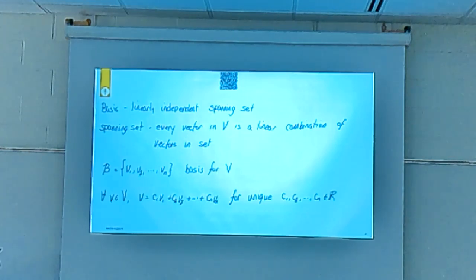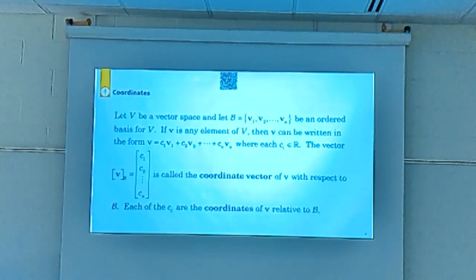Well, then those C's describe this vector V for that given basis. Those are the coordinates of the vector with respect to the basis. And the vector of those constants is called your coordinate vector.